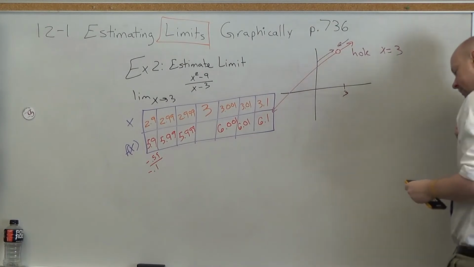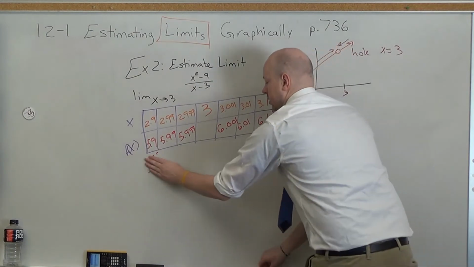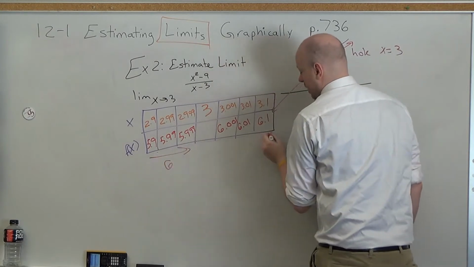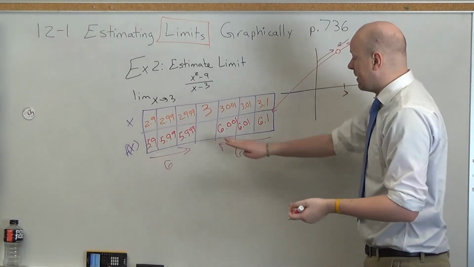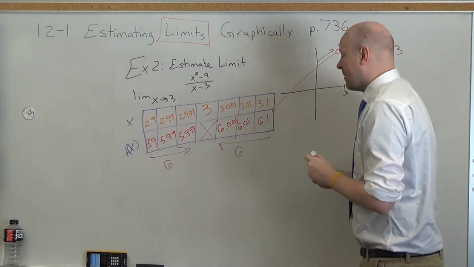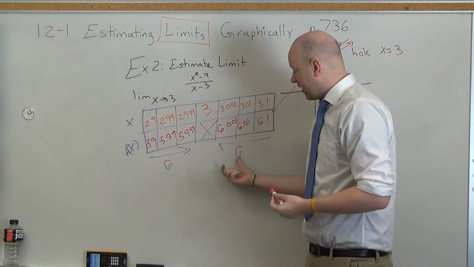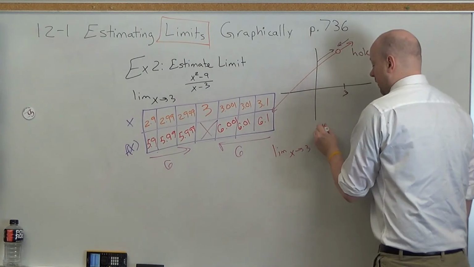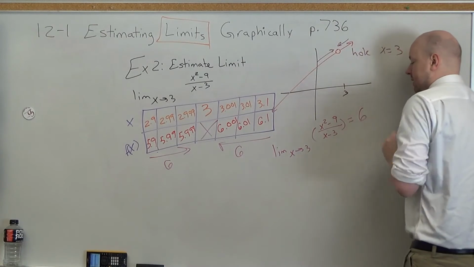Okay. So we see that, again, both directions are going towards the same value. Here I'm going towards 6, and here I'm also going towards 6. So my limit is still 6. Just because I can't plug it in, because I would get 0 over 0, does not mean that the limit doesn't exist. It means it's not a continuous function there, but the limit still exists. So the limit as x approaches 3 of x squared minus 9 over x minus 3 equals 6.